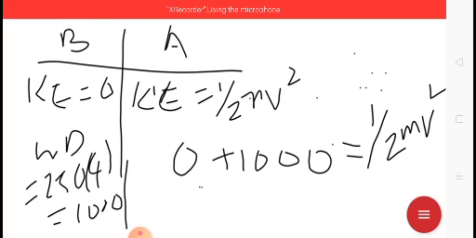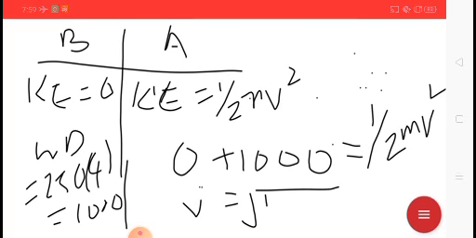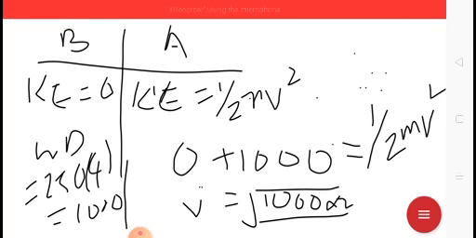Once you have this, you can have v equal to the square root of 1000 times 2 over m. m is 20 kg. So you should get v equal to 10 meter per second for this question. So simple, right? Before and after.